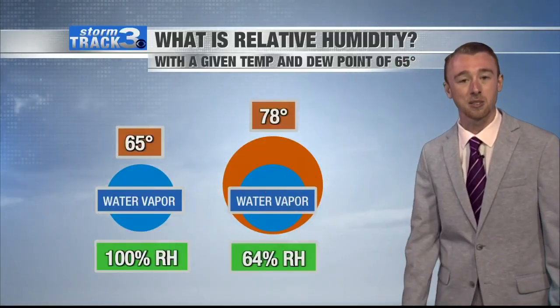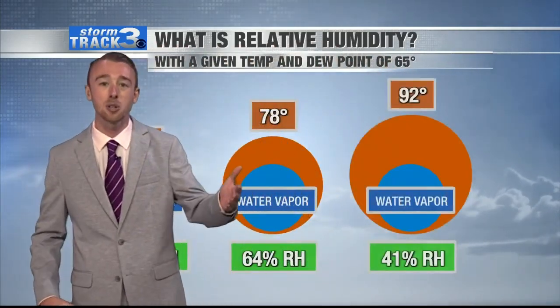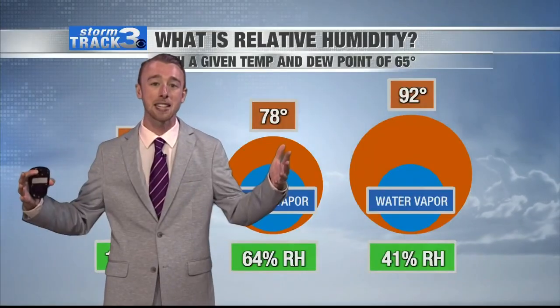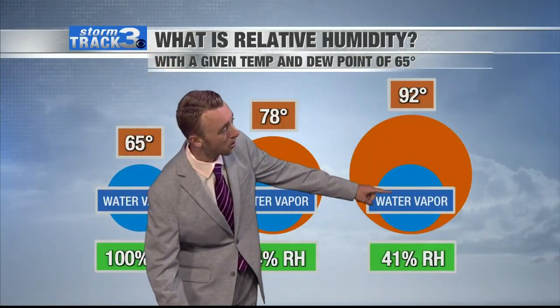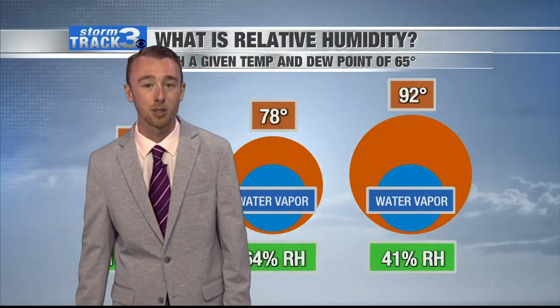You notice that decrease in relative humidity with a temperature of 78. Going even further, 92 degrees, increasing even more, expanding the air even more. Constant dew point at 65, that lowers our relative humidity even more to 41%.